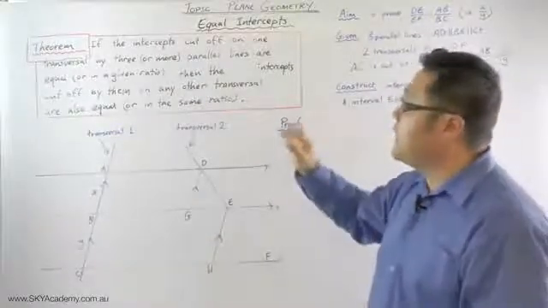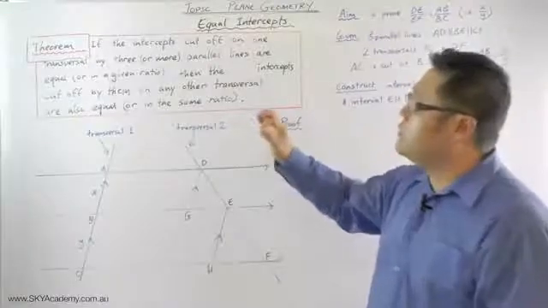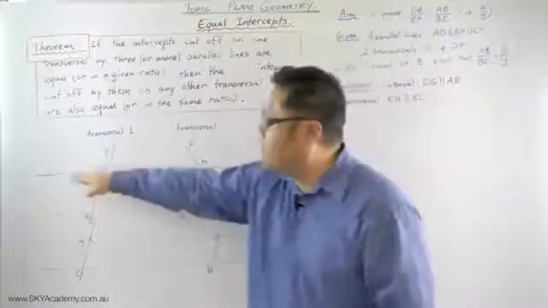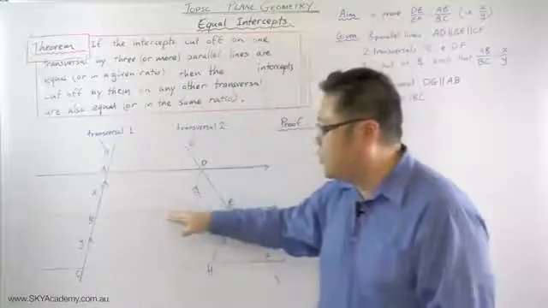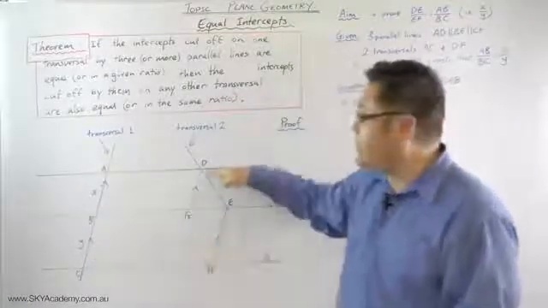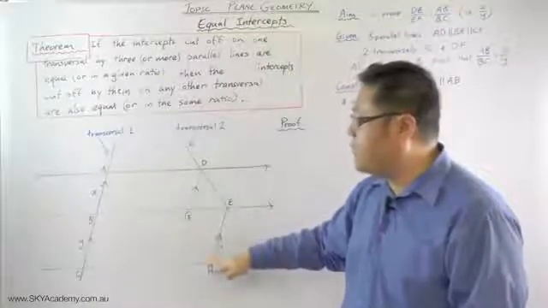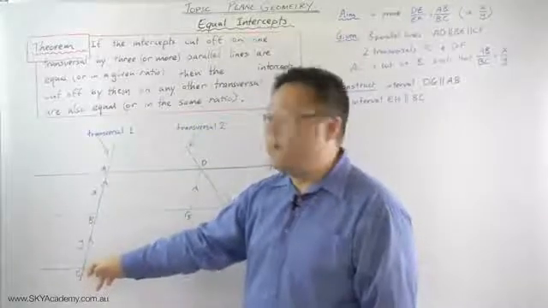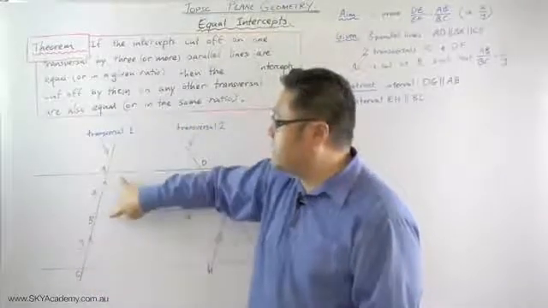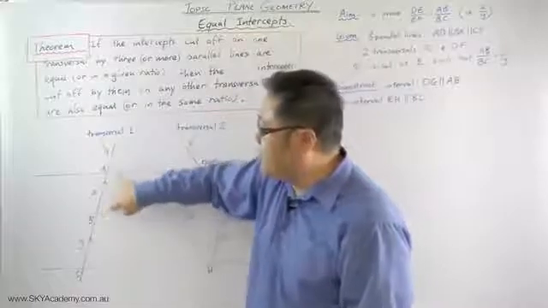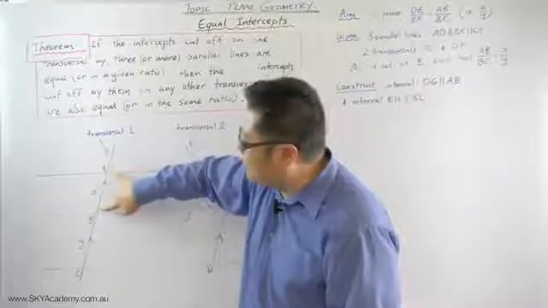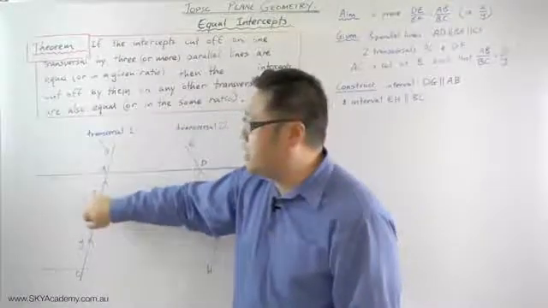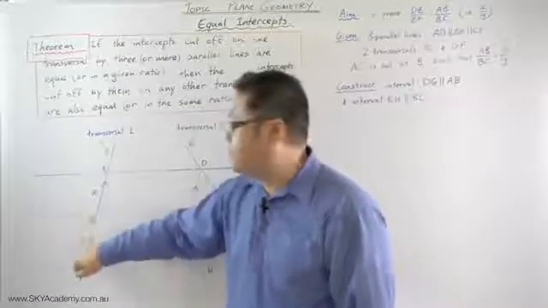If the intercepts cut off on one transversal by three or more parallel lines are equal or in a given ratio, in other words, if you've got three or more parallel lines, 1, 2, 3, see how this line is parallel to this line, which is parallel to this line? So we've got three parallel lines and one transversal. That transversal is cut off by those three parallel lines, so you've got one intercept here and another intercept there, and they're in the ratio x to y.